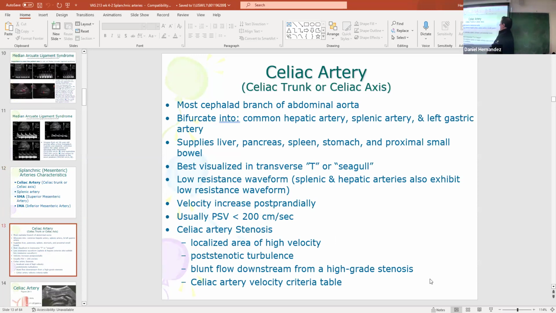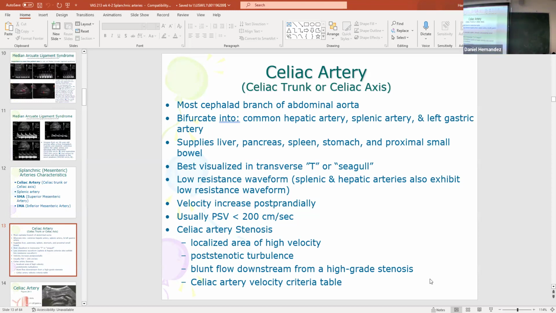General anatomy for the celiac artery. This is the most cephalic branch of the abdominal aorta. We know this is the first branch that we see coming off the abdominal aorta. It bifurcates into our common hepatic artery and splenic artery, and then the left gastric artery arises off of that. It supplies the liver, pancreas, spleen, stomach, and the proximal small bowel. We see this in that transverse view where we could see that T or seagull sign.